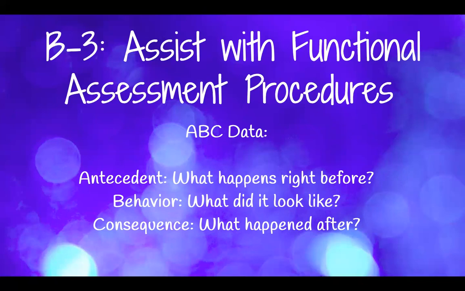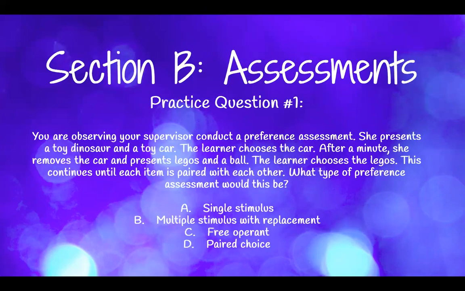Behavior, what did it look like? So given the topography. Consequence, what happened right after. Consequence can sometimes be misunderstood as meaning a punishment, but that's not necessarily what the ABC analysis is looking at. The consequence in behavioral terms is just what happened right after the behavior. So that is all about section B.